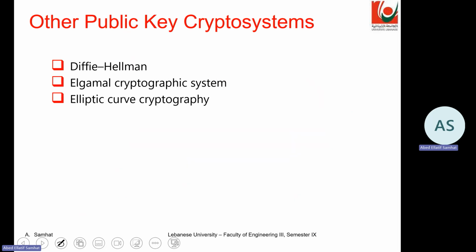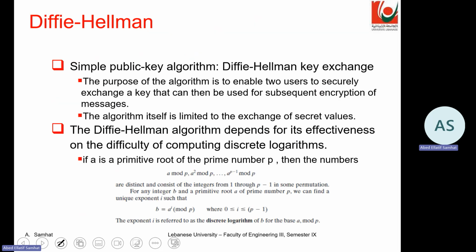So what about other public key cryptosystems? I will try to finish this chapter, and after that we will do all exercises regarding RSA and the other one. So for the other public key cryptosystem, remember we have Diffie-Hellman, and we said that Diffie-Hellman will be used mainly for the key exchange. It's very useful for the key exchange, and it's really a simple public key algorithm for key exchange.